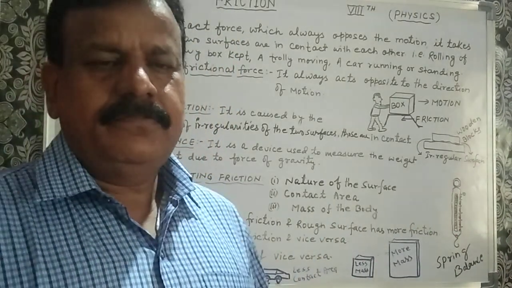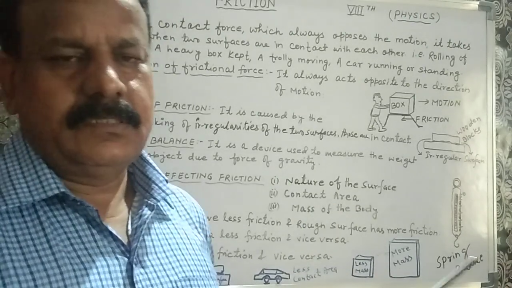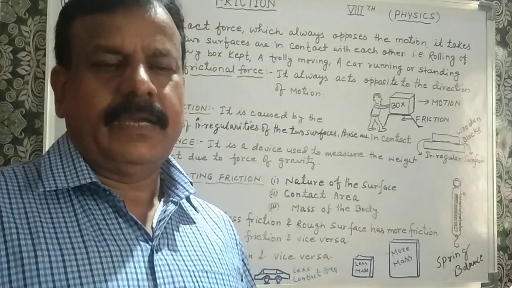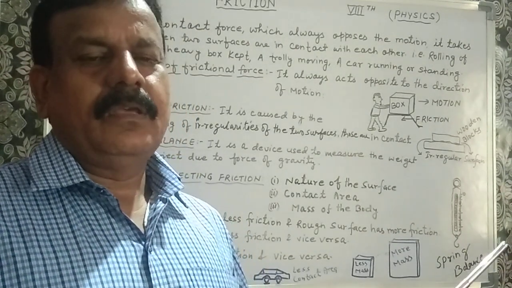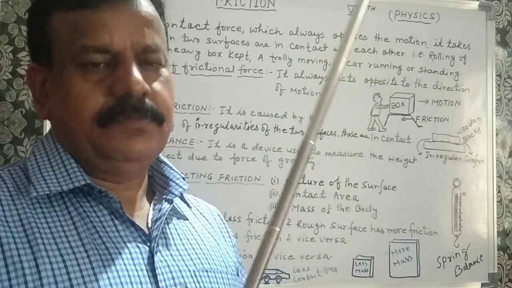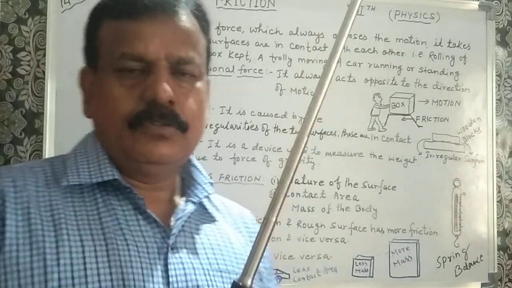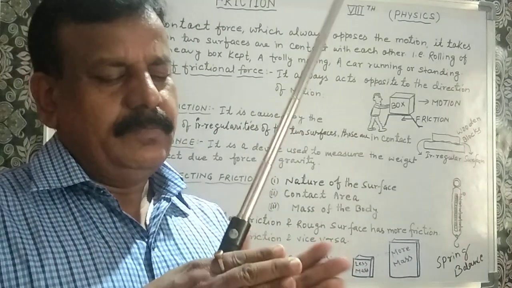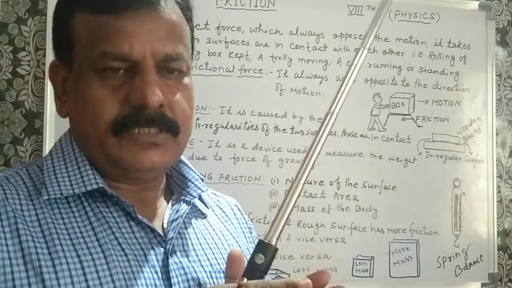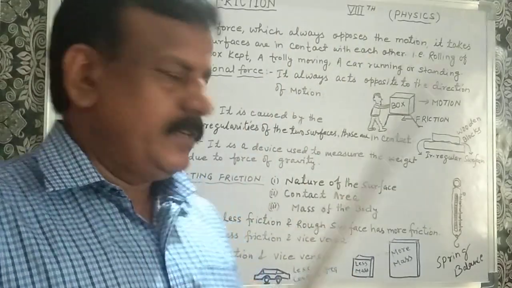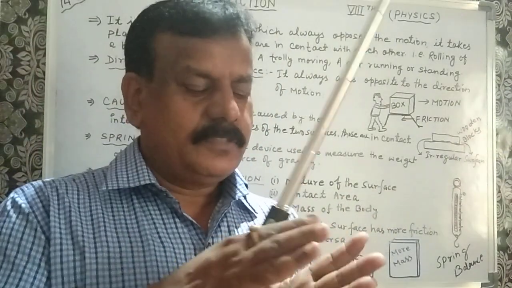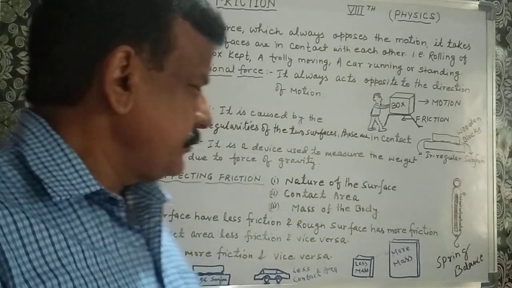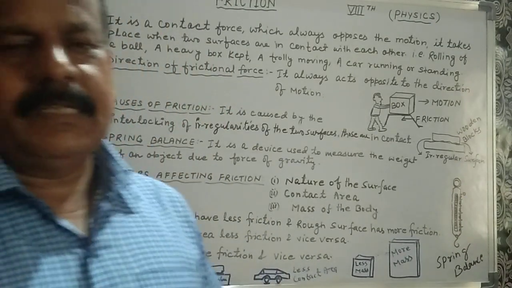Now the factors affecting friction. Number one, nature of the surface. Nature of the surface is a very important factor. We have two types of surfaces: smooth or plain surface, and rough surface. A smooth surface has less interlocking, so less friction. A rough surface has high interlocking between the surfaces, so there is high friction. Second is contact area.